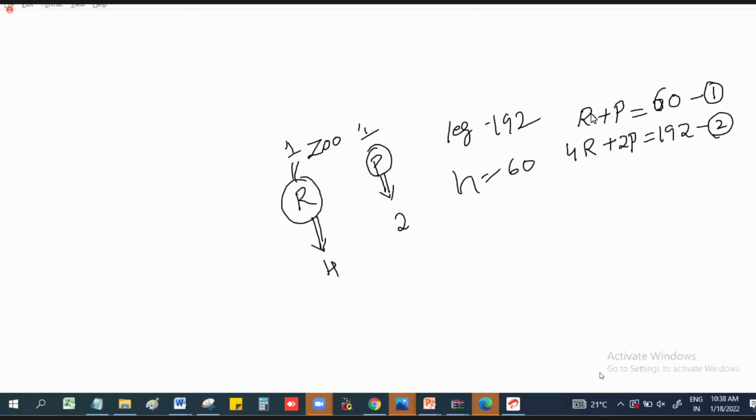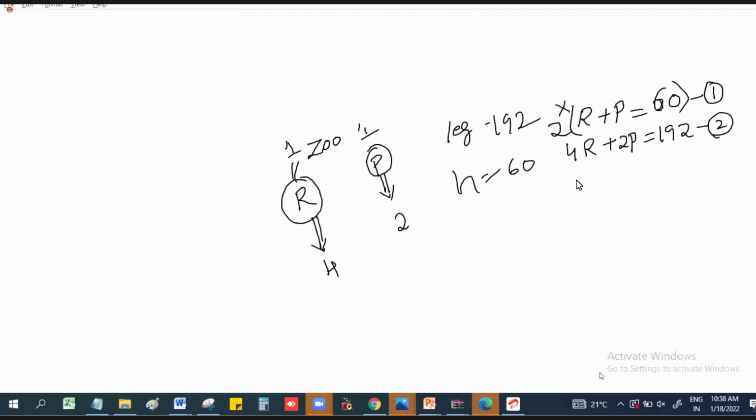You want rabbits, so you have to eliminate peacocks. So tell me, I have to multiply my first equation with what? Come on, everybody should type. Otherwise, I'll take names. The first equation has to be multiplied with 2.